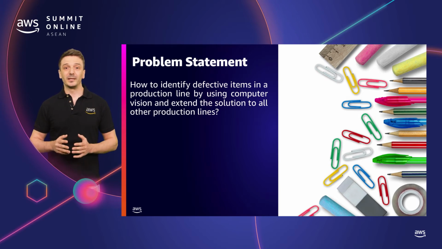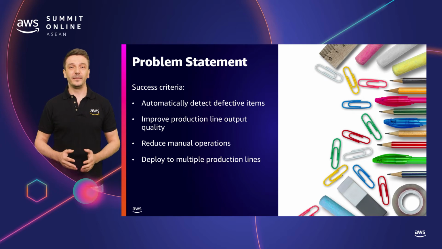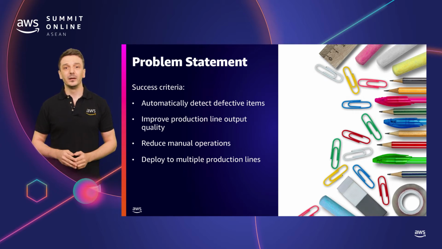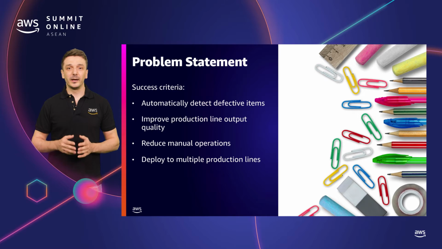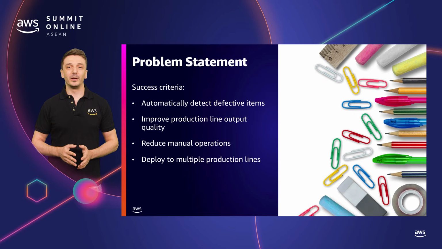They approached us with a specific problem: how to identify defective items in a production line by using computer vision and deploy the same mechanism across all the other lines in the factory. This specific prototype needed to help the customer to automatically detect defective items in the production line, improve the output quality, and reduce redundant manual operations. But more importantly, the solution needed to be deployed easily across all the production lines.